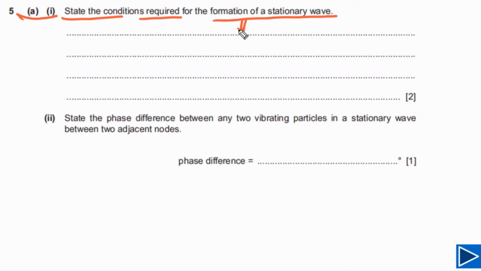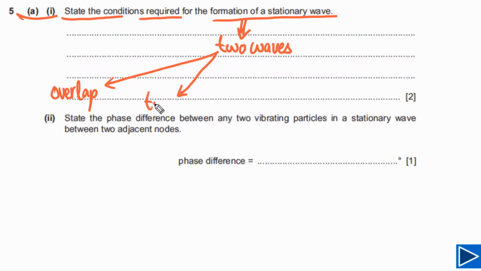So let's try to understand how a stationary wave can be formed. First of all, in order to form a stationary wave, we need two different waves, and these two waves have to overlap to form a stationary wave. This is also a required condition, and these two waves have to travel in opposite directions, otherwise a stationary wave will not be formed. This is also true if one wave is a refracted wave and one is an incident wave. They can also form a stationary wave.